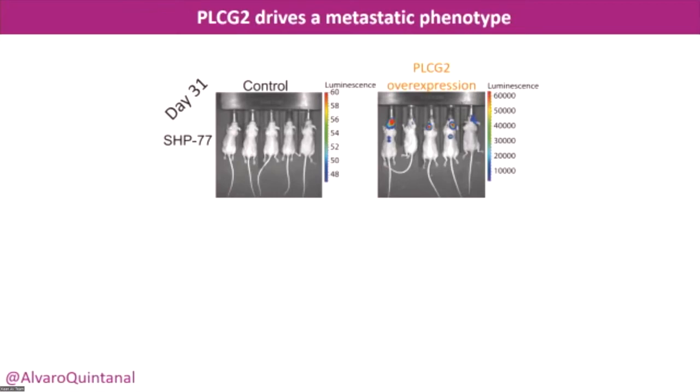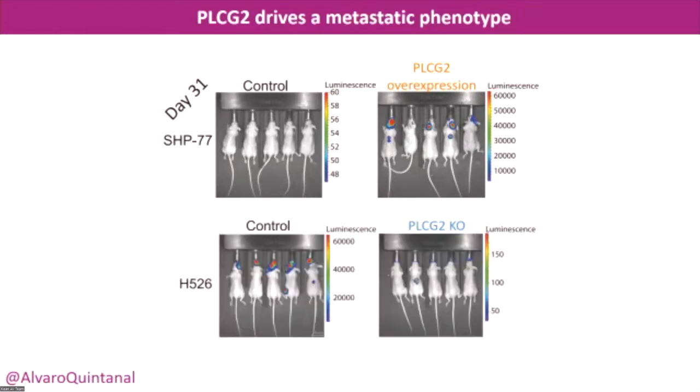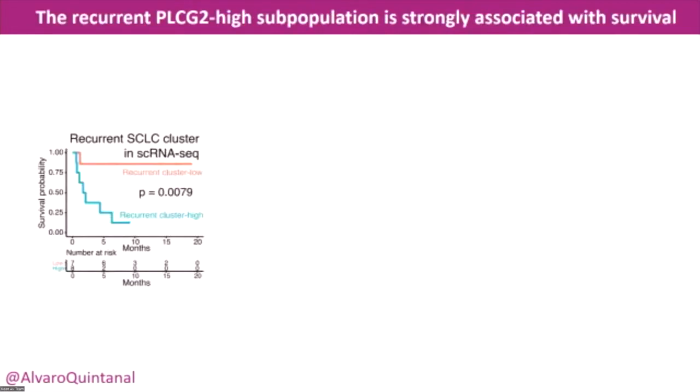You can see here that for one cell line for which we generated two isogenic cell lines, one control with no PLCD2 expression and one overexpressing PLCD2, you see that PLCD2 overexpression increases the number of metastases generated. And the opposite happens if we knock out PLCD2 in a cell line that expresses high levels of PLCD2. You see here that there's a lot of metastases, and the number of metastases gets reduced when you knock out PLCD2.